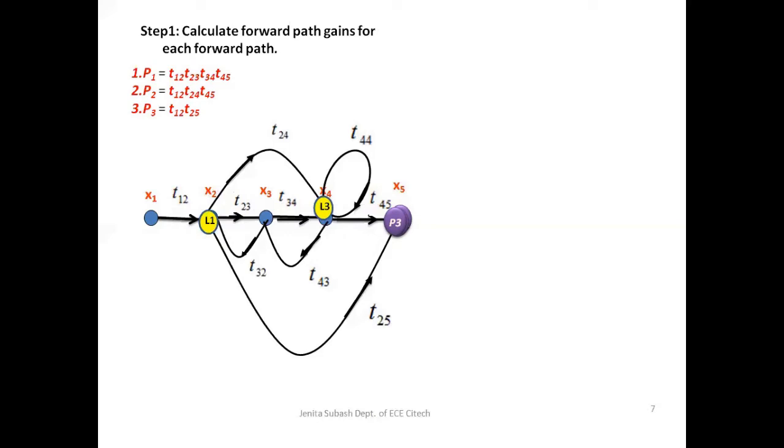Then step 2. In step 2, we have to consider all the individual loops. So first we have to identify how many individual loops are found in the signal flow graph. We know the definition of a loop: it has to start from one node and end in the same node. We call it a loop. So let's identify how many loops are found in the signal flow graph. It has been highlighted in red color.